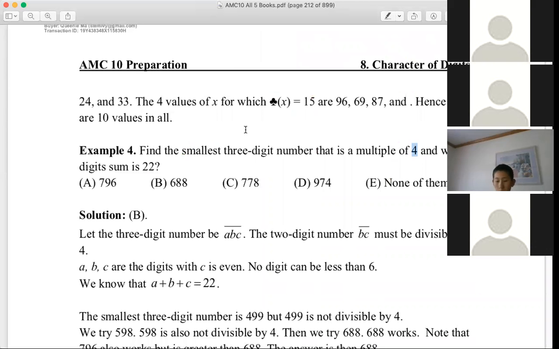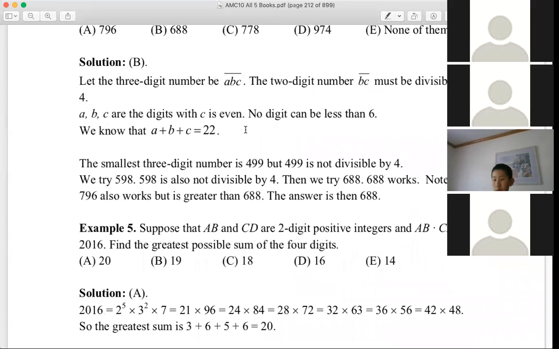Now let's go to example 5. Leo, can you help me read this 5? Leo. Okay, looks like Leo is not here.